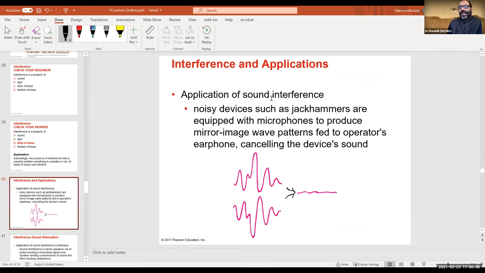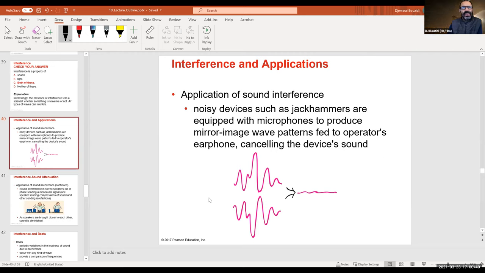Interference and applications, again, sound interference. Noisy devices such as jackhammers are equipped with microphones to produce mirror-image wave patterns fed to operator earphone cancellation. So this is used in the earphone cancellations, so the operator is not bothered by that noise. They know the frequency of their device, or at least they have it already gauged. So they want to produce a counterpart signal so that this max is canceled with this min and vice versa. Where this is max, the other one is min, so that when you add them up, there is a lot less noise for you, okay?